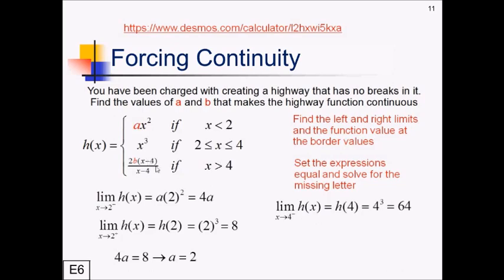Now we need to find the limit as we're approaching 4 from the right side. Now, if you try doing that right away, you'll see that you get 0 over 0, which is no good. But we can actually cancel out these x minus 4s. And if we cancel those out, we see that our right side limit is just going to be 2b. So setting 2b and 64 equal, we see that dividing by 2 gives us a b value of 32.